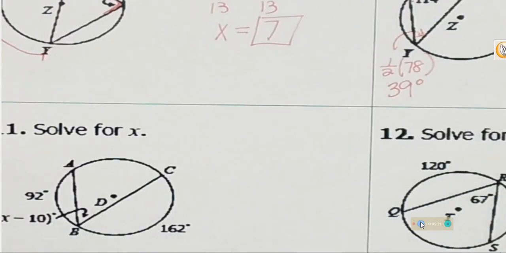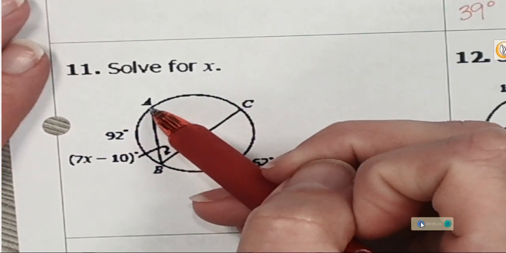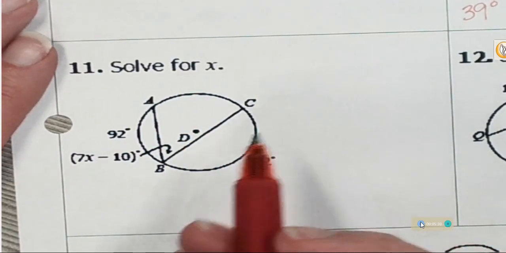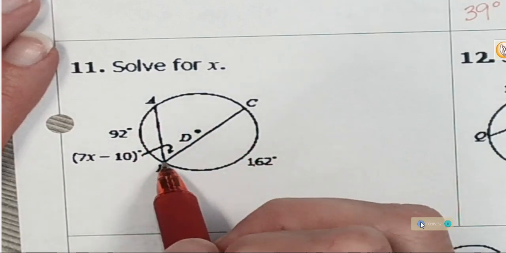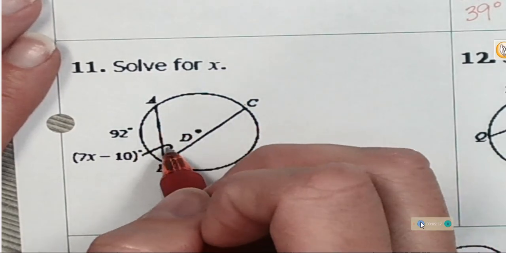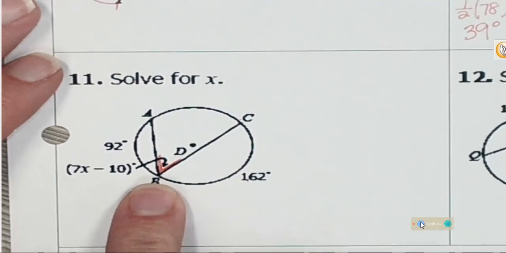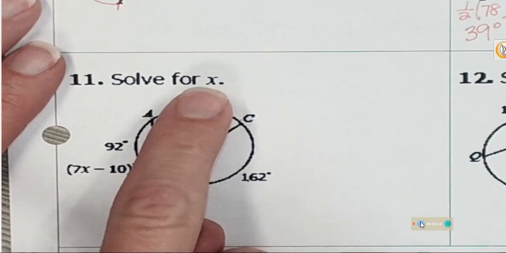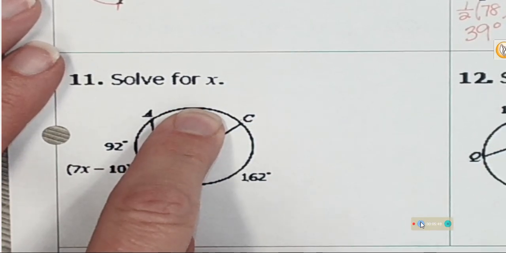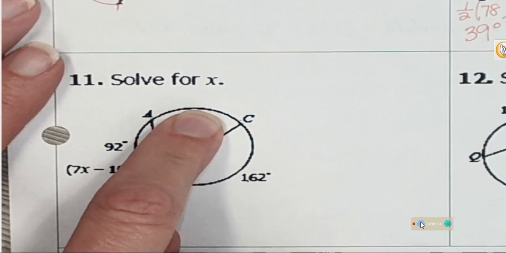Alright, let's look at number 11. For number 11, I have arc AB is 92, arc BC is 162, and angle ABC is 7x minus 10. I need to know x. Well, x is part of this angle right here. What can you tell me about an inscribed angle and its arc? It's half of the arc. What's that arc? You're looking at me and you're like, I don't know. You don't know, but how could you find it out?